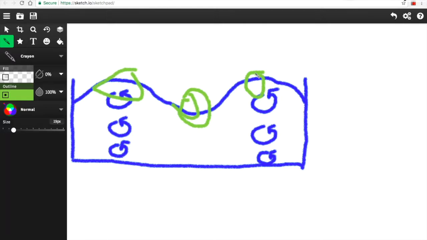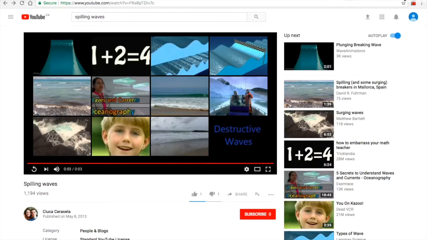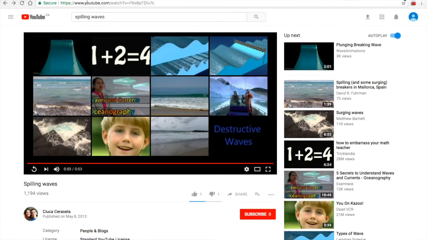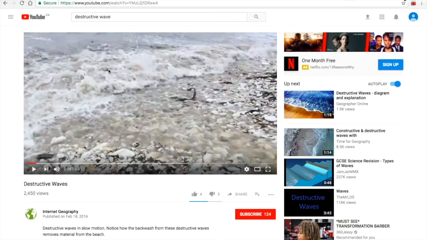Waves that have a gentle impact on the beach are called spilling waves, as you can see in this YouTube video here. But waves that break early have a light swash but a very heavy backwash that takes a lot of sand from the beach, and are called destructive waves.